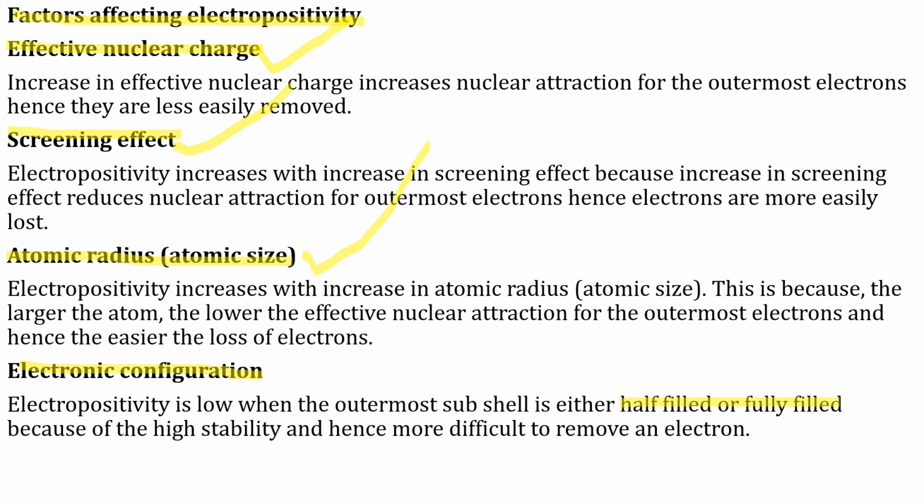If you look at screening effect, electropositivity is going to increase with increase in screening effect, since outermost electrons will be more strongly repelled than they are attracted by the nucleus. So we expect that increase in screening effect will increase electropositivity. And similar applies to nuclear charge. The decrease in effective nuclear charge will lead to a decrease in attraction of the outermost electrons towards the nucleus. That means that they will easily be given off, or they will easily be lost.